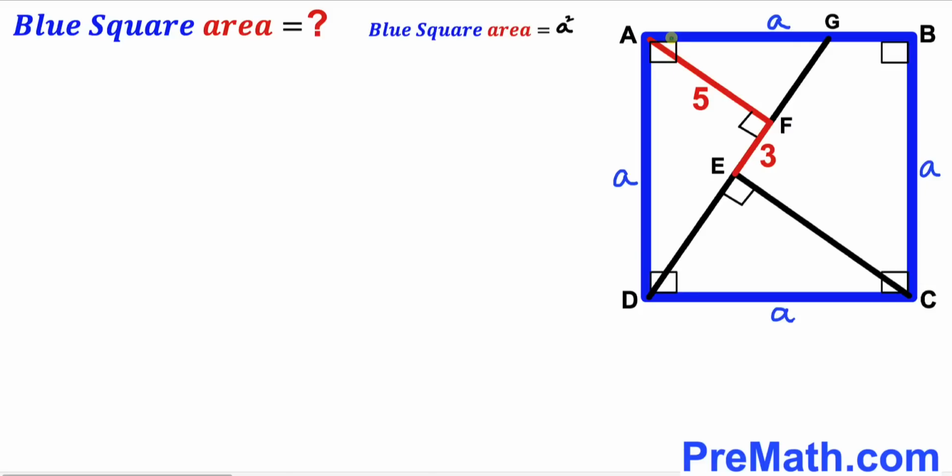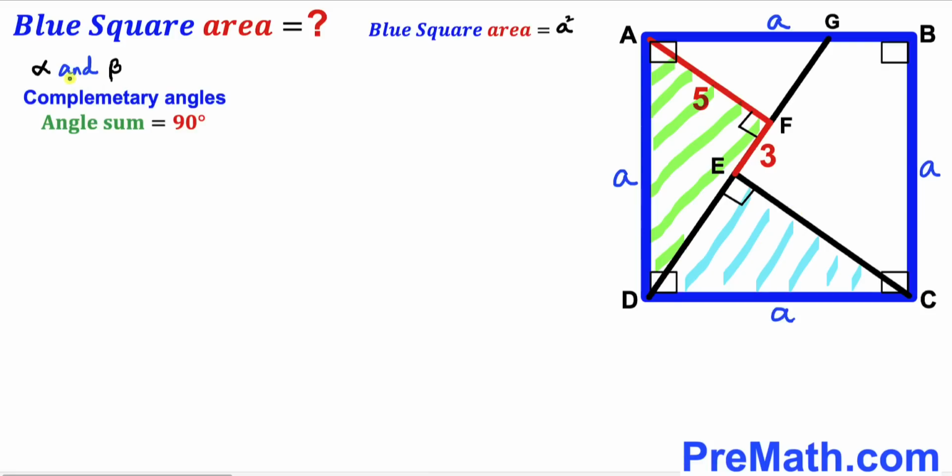Furthermore, bear in mind that since we are dealing with a square, all the interior angles of this blue square are going to be 90 degrees each. Here's our next step. We are going to focus on these two right triangles, right triangle AFD and this other right triangle CED. Let's assume that alpha and beta are two complementary angles. In other words, the sum of alpha plus beta must be equal to 90 degrees.